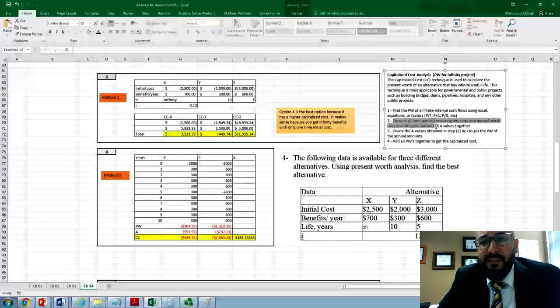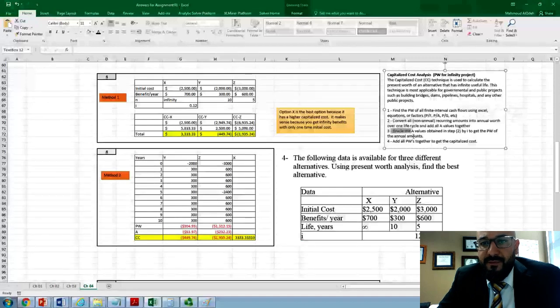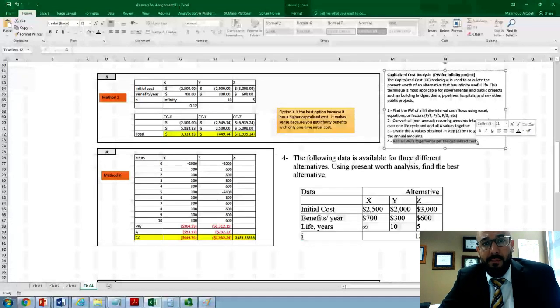over one life cycle. What does that mean, one life cycle? We don't need to have a least common multiple as we did for multiple alternatives that have unequal life. So only for one life cycle. So if we said we're going to rebuild, or maintain this building every 5 years, we do the A for 5 years. Then we'll take an example to explain this. Then divide the A values by i to find the present worth, and then add all the present worths together to find the capitalized cost.